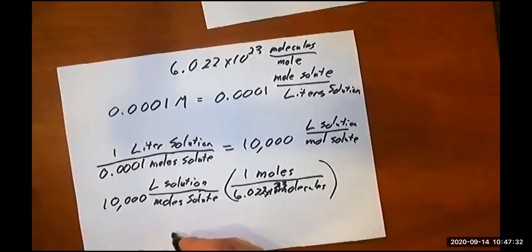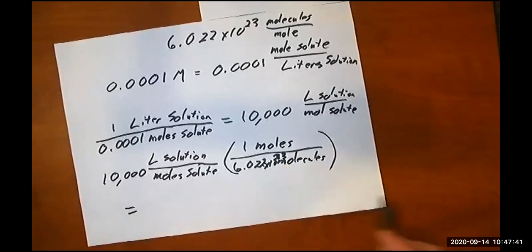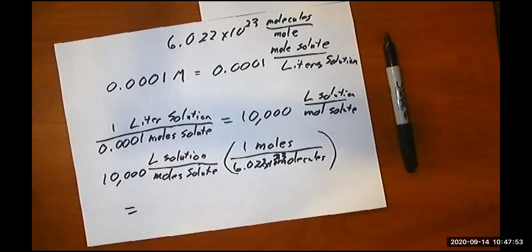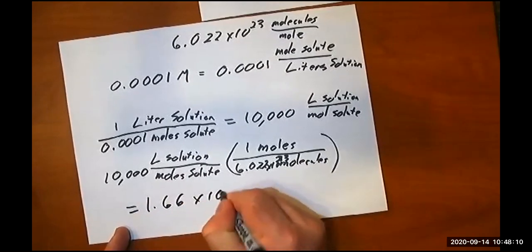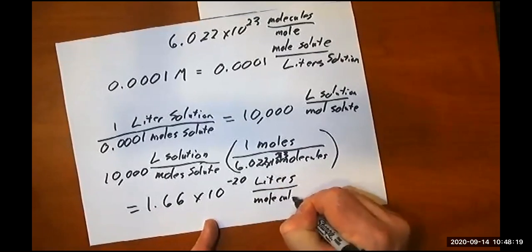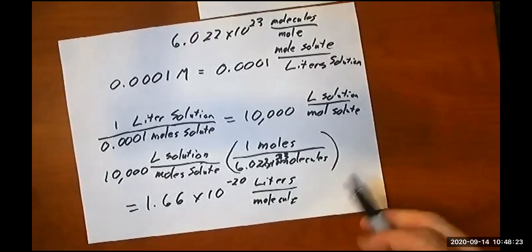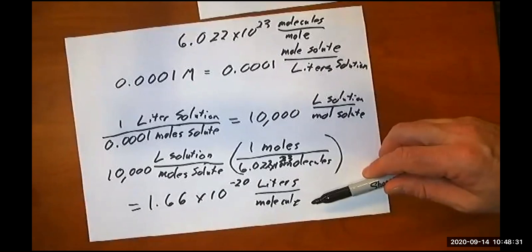Now, if we do this calculation, we're going to get some number. Let me see if my phone calculator is up to the task. So 10,000 divided by 6.022 times 10 to the 23rd, and I get 1.66 times 10 to the minus 20th liters per molecule, which means that you need this amount of liters of the solution in order to have 1 molecule in it, on average.